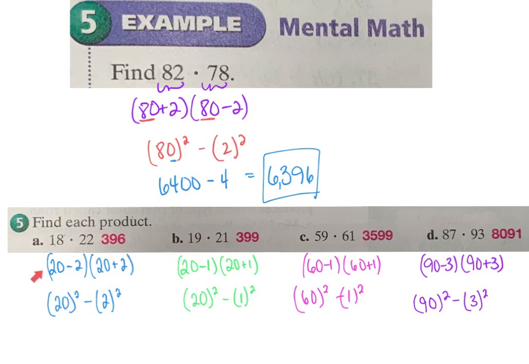On your test and quiz, I actually require this row right here. So I require you to show me how it is set up like a difference of 2 squares. I don't require you to show me the second row, but I do require this. Set it up like a difference of two squares and then give me the answer. You can certainly show the rest of your work, but I do require this row right here.